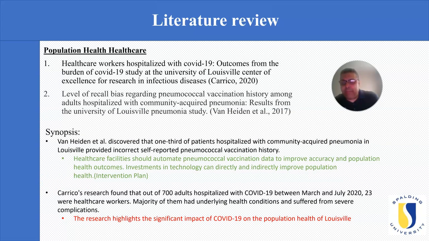Population health care. So Van Heiden discovered that 1/3 of patients hospitalized with community-acquired pneumonia in Louisville provided incorrect self-reporting of pneumonia vaccination history. So things in green will be part of the intervention plan, and that's why I came up with the intervention plan that I did. So maybe this will help explain, but things that were related to the intervention plan, that's why I came up with what I came up with.